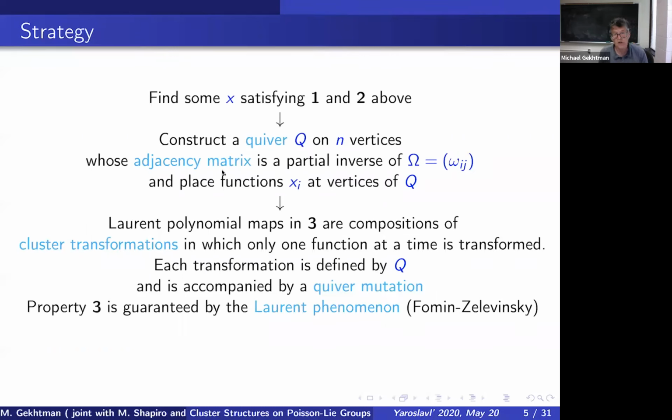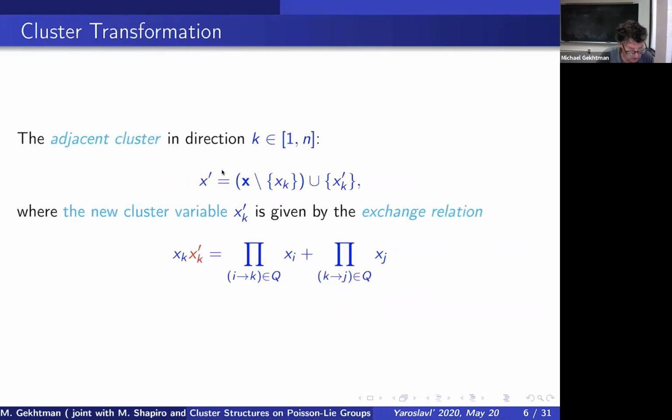The third property is actually guaranteed by the Fomin-Zelevinsky Laurent phenomenon, but I will refer to it in a second. How do we do this? We also wanted to restore every regular function, to show that it is generated by our coordinate system. Again, the first step and the last step require just some ad hoc work, but in the middle, it's kind of algorithmic. So what is this cluster transformation? Now, finally, I will get to some of the basic definitions in cluster theory.